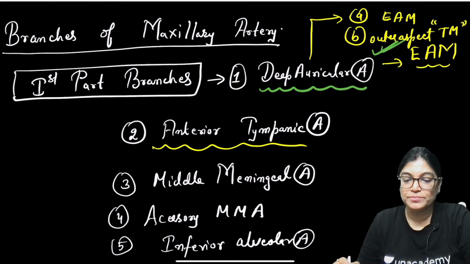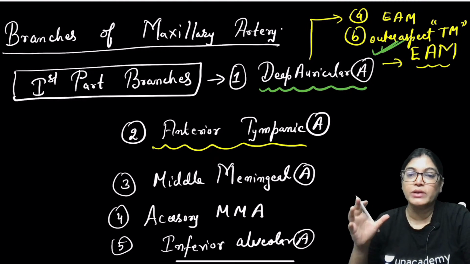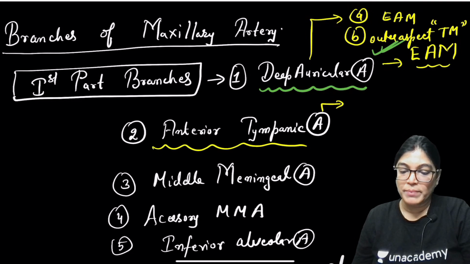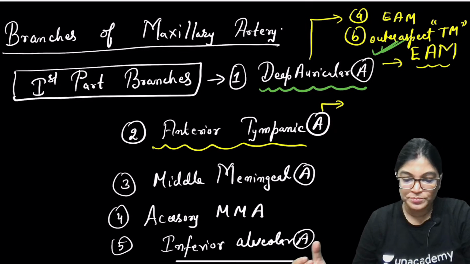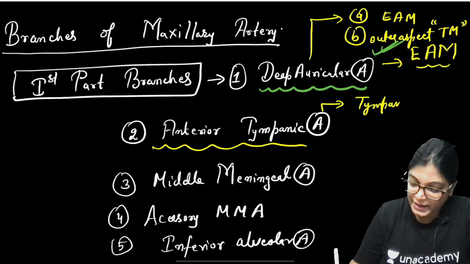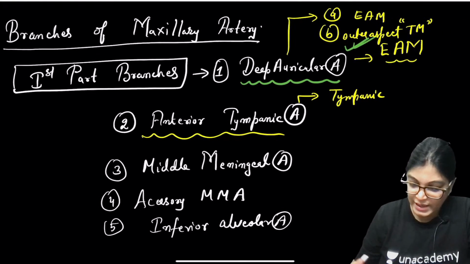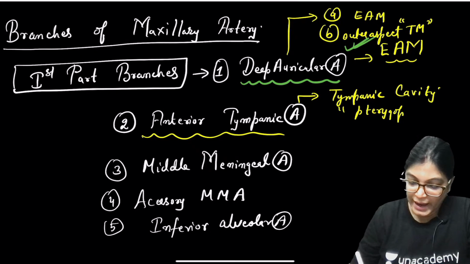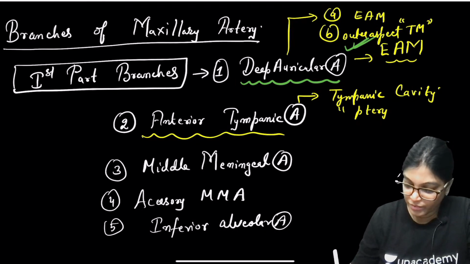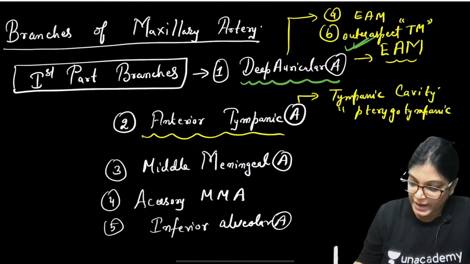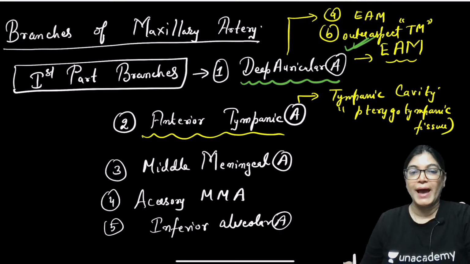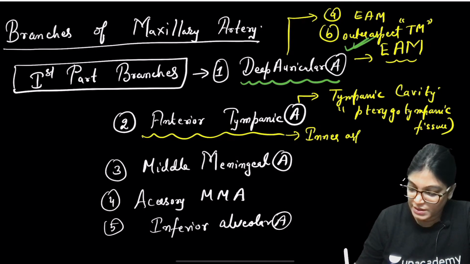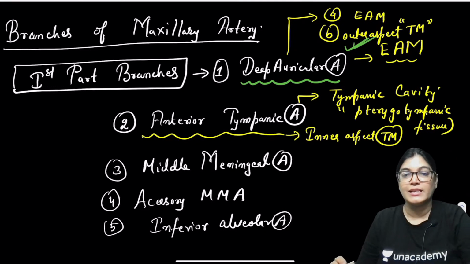What about anterior tympanic artery? Anterior tympanic artery will go into tympanic cavity or middle ear cavity. So it is giving blood to the middle ear cavity, and it will pass through pterygotympanic fissure and give blood to the inner aspect of tympanic membrane. Through which gap? Through pterygotympanic fissure. It will traverse through it and will supply the inner aspect of TM, tympanic membrane.